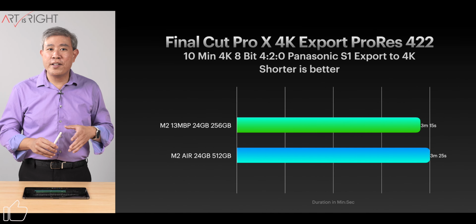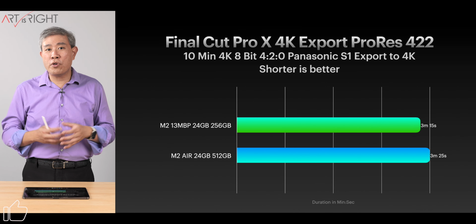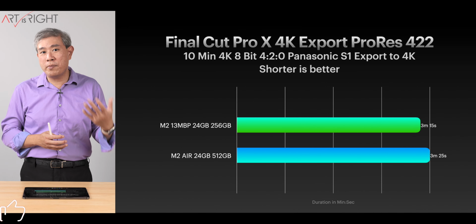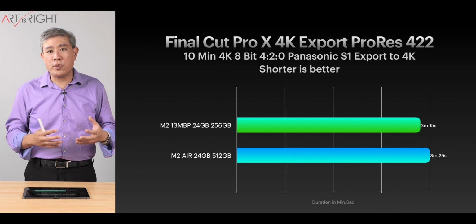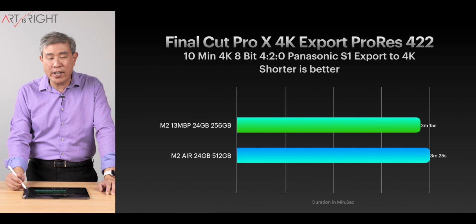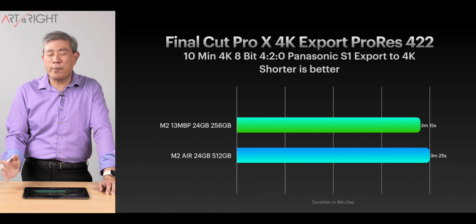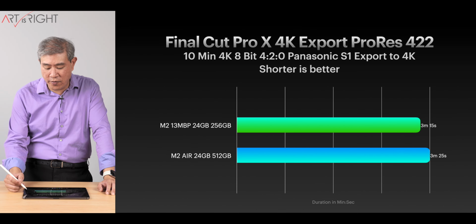On ProRes one, because this is now requiring a lot more resources on the system, in addition to the media encoder decoder engine, it's also using the CPU and the GPU as well to render all these clips together, and having active cooling does help, but not really by much. We're only talking about a 10-second variation.